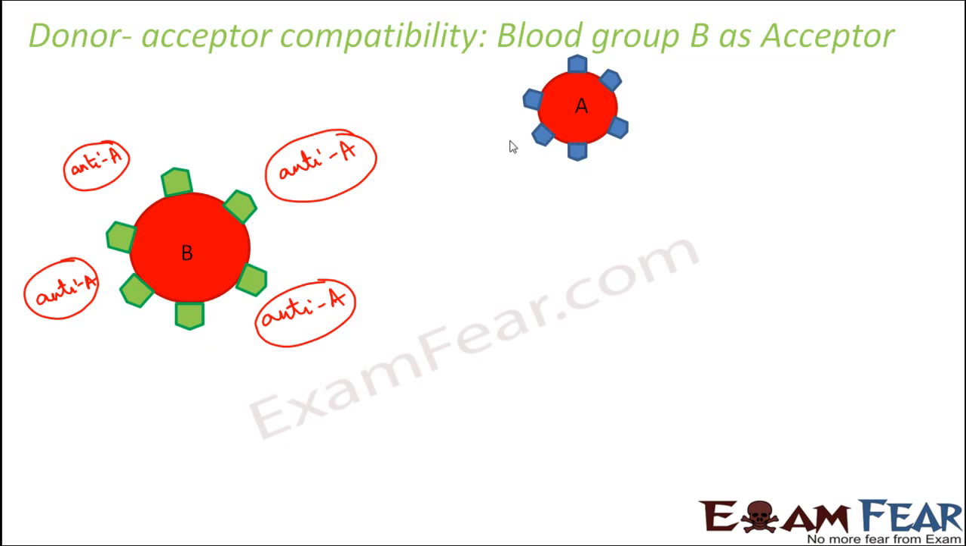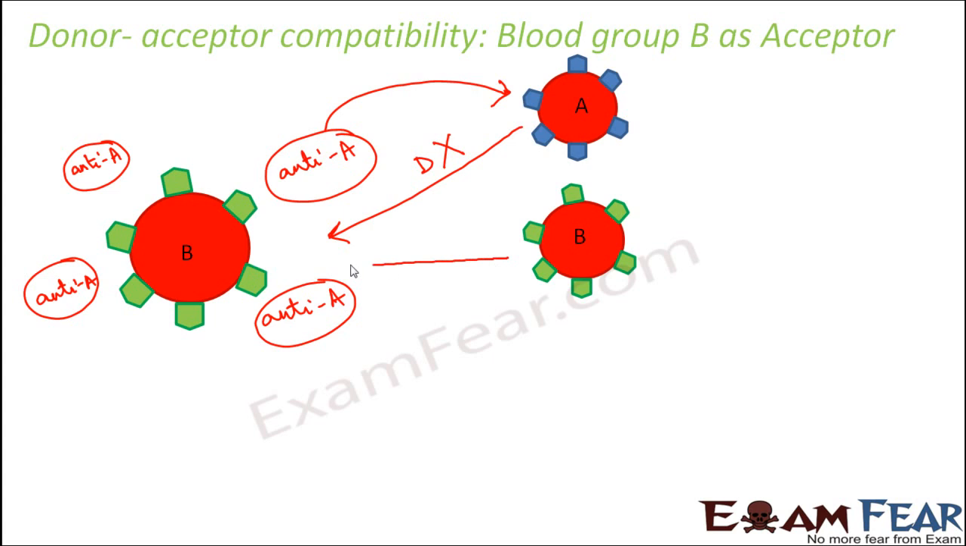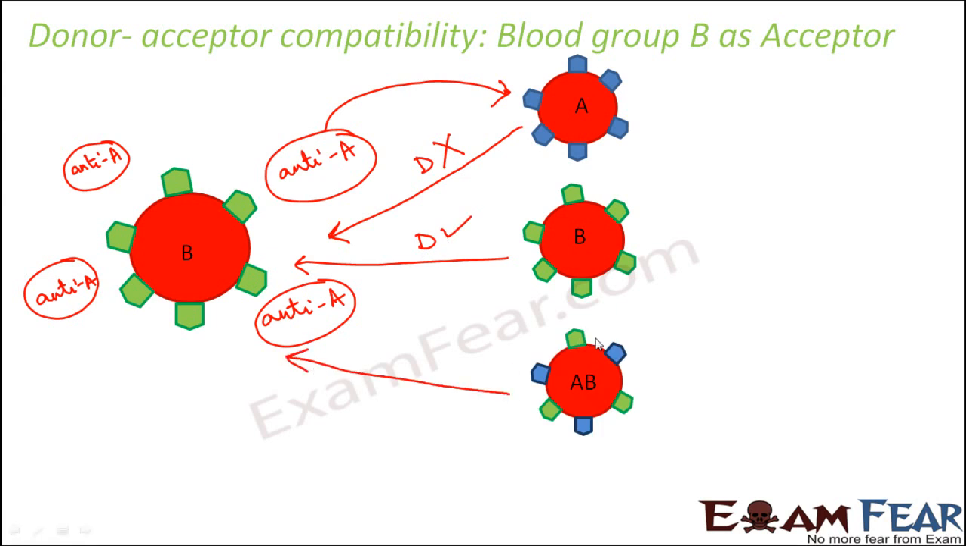If blood group A wants to donate to this person, what will happen? As soon as these blood cells enter his territory, these antibodies A will directly attack the antigens A and destroy them. So A cannot act as a donor here. But B can donate to a B, because in this case antibodies A will not attack the antigen B. So B can be a donor. If it is AB, since they have both A and B antigens, this antibody A will attack the antigen A. So AB also cannot be a donor.